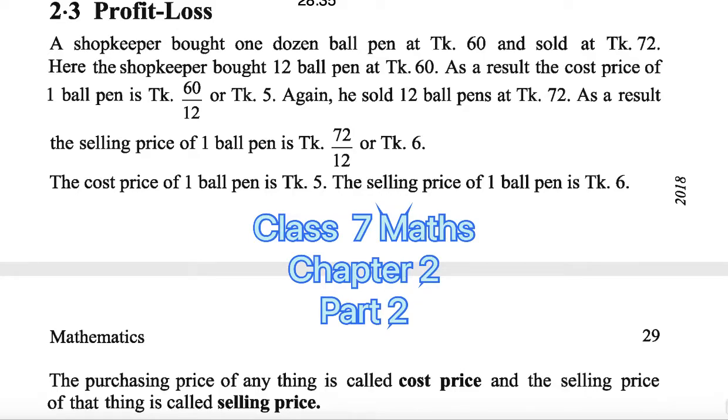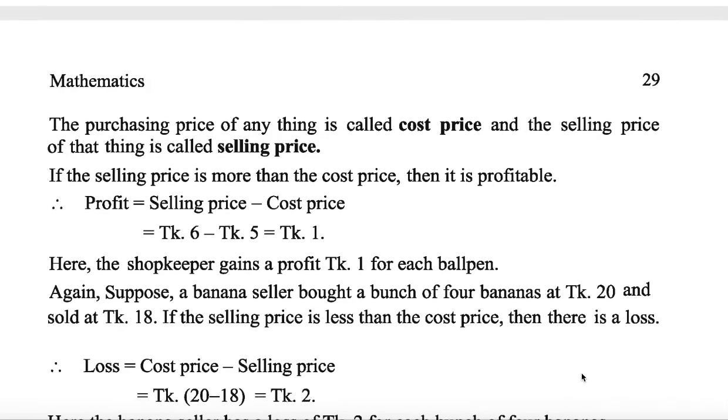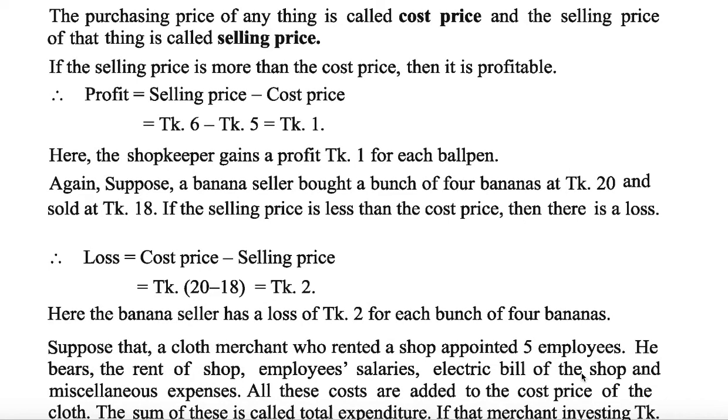The purchasing price of anything is called cost price, and the selling price of that thing is called selling price. Then what is the profit? The difference between the selling price and the cost price. The selling price should be more than the cost price in order to be profitable. Okay, here the shopkeeper gains a profit of 1 TK for each ball pen.